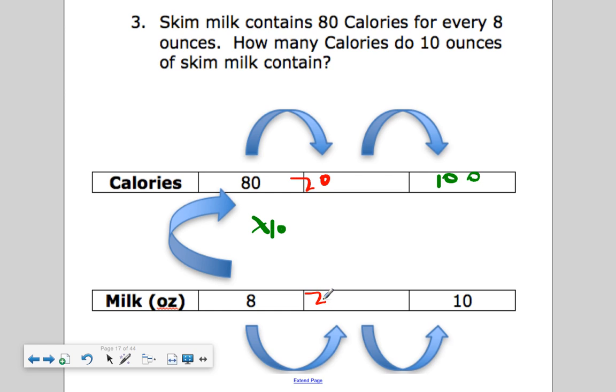How do you build from 2 ounces to 10 ounces? Times 5. 20 times 5 is 100. That's how I've gotten it. So that's pattern building. Do you like pattern building? Or I could have done it this way.